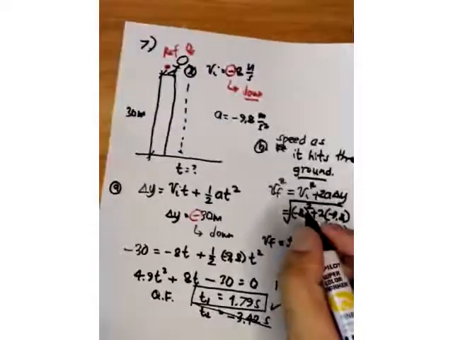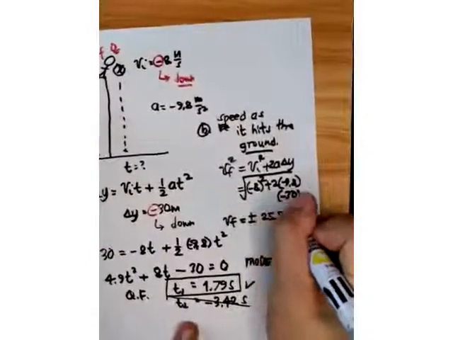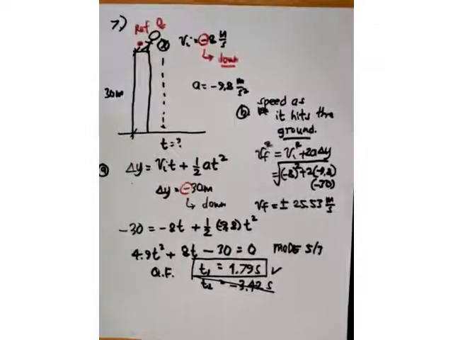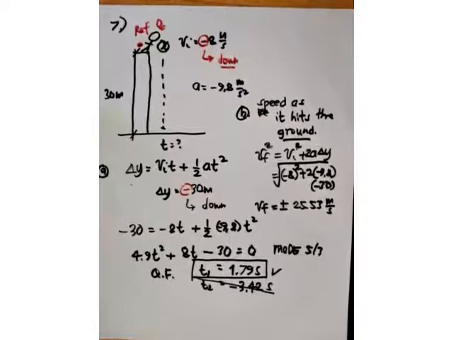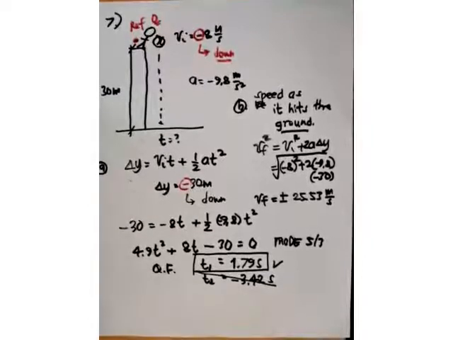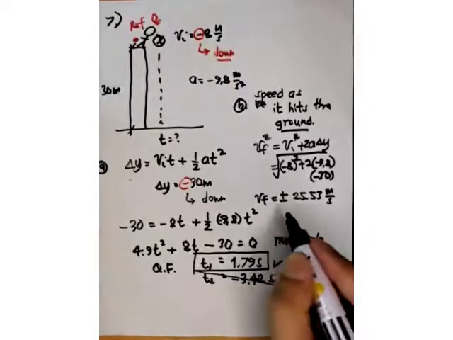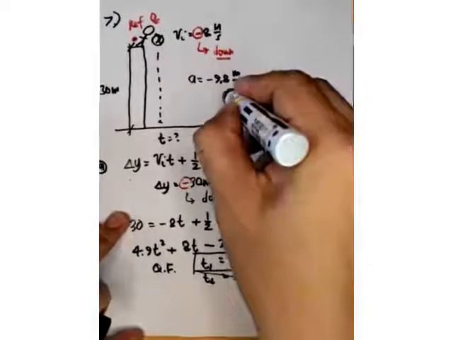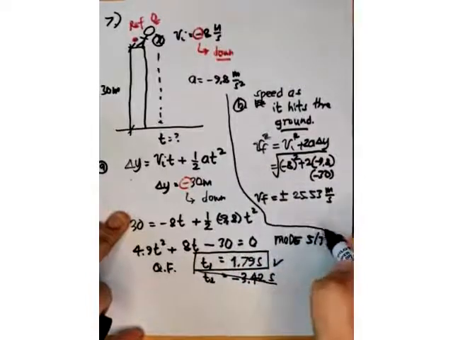Tama ba ako? 25.53 meters per second. Positive ba o negative? Pag nag-square root ka, dalawa yung sagot. Positive ba or negative? Kaya hindi ko masyadong gustong ginagamit itong formula na to. Kailangan ko muna mag-isip kung ano ba talaga, positive ba o negative?